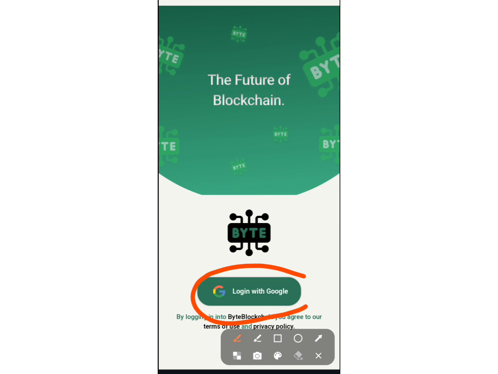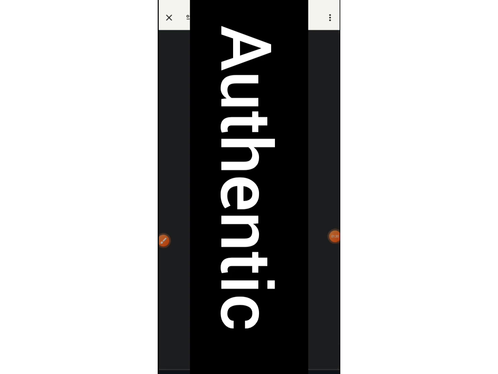Once you follow the link, this is where it will bring you to, and you click on this button that says login with Google. Then I'll tap on login with Google. It will prompt all your Google accounts, and you choose the one you want to join with. Okay, let me go with this one.